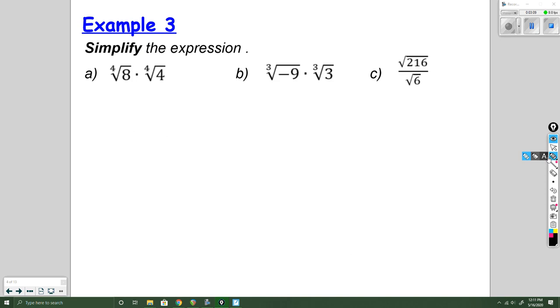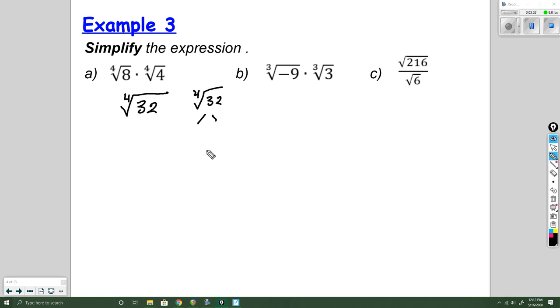Alright, now we're going to simplify the expressions. So, whether it's using product rule, quotient rule, right here we're going to multiply the radicands. We get a 4th root of 32. Now from there, we still have to simplify. We could use a little factor tree.